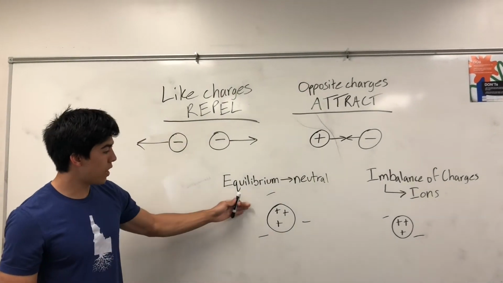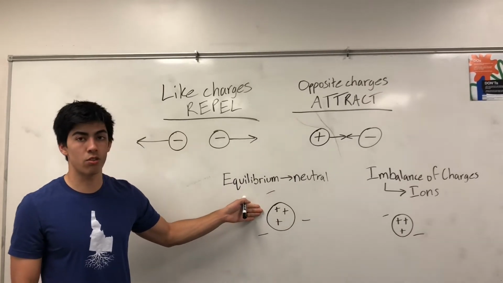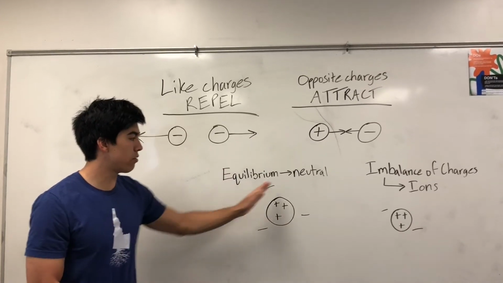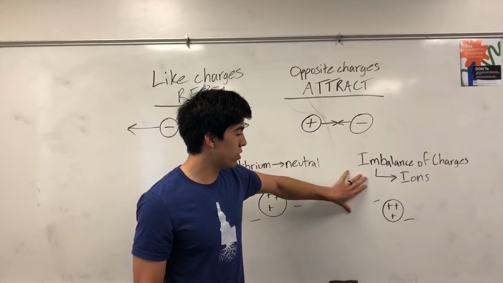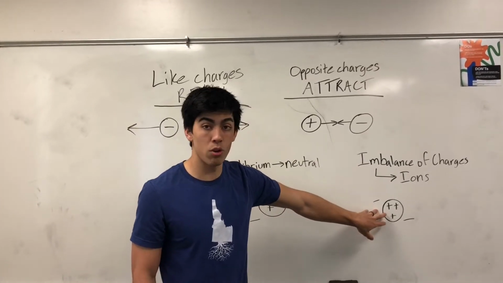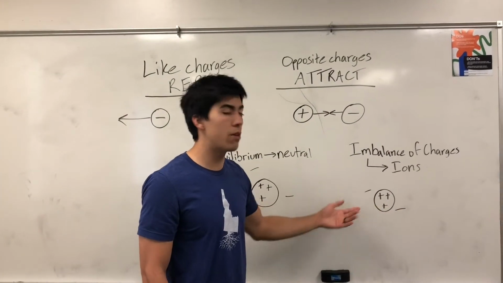When you have an atom at equilibrium, meaning there's an equal number of protons as there are electrons, then you have a neutral particle. When you have an imbalance of charges, in this case, if we have 3 protons in the nucleus and then 2 electrons on the outside, then you have a net positive charge.